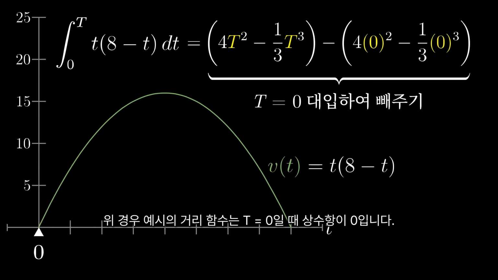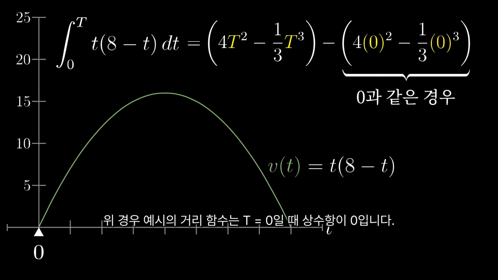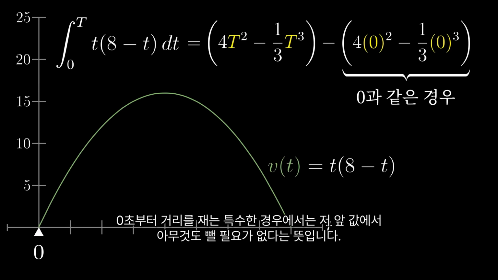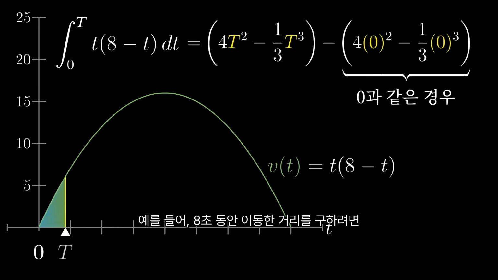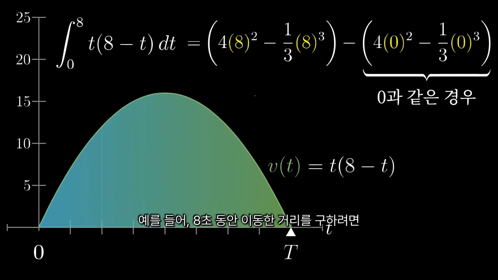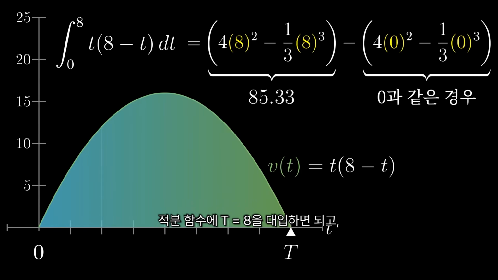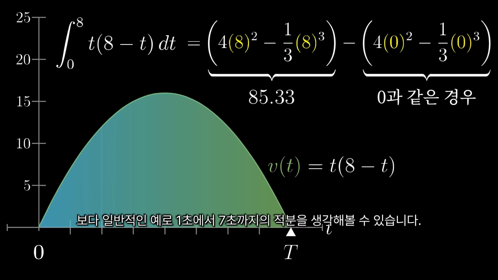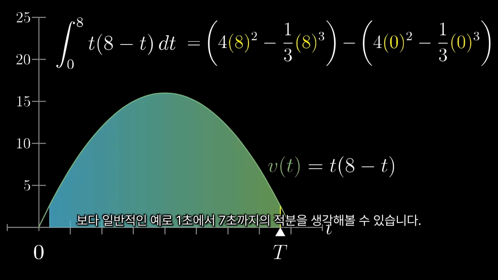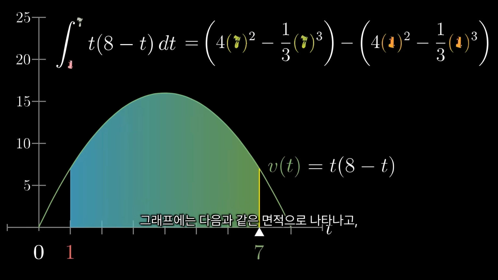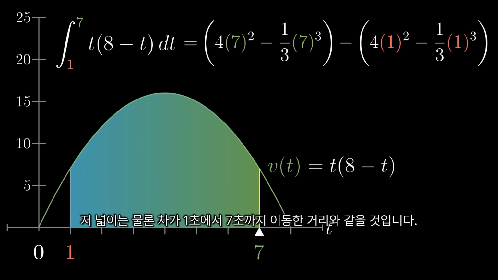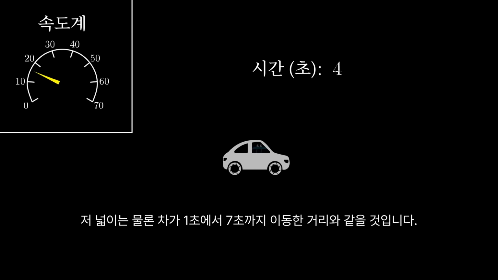As it so happens, when you evaluate the function we have right here at t equals 0, you get 0. So in this specific case, you actually don't need to subtract anything off. For example, the total distance traveled during the full 8 seconds is this expression evaluated at t equals 8, which is about 85.33, minus 0. So the answer as a whole is just 85.33. But a more typical example would be something like the integral between 1 and 7. That's the area pictured right here, and it represents the distance traveled between 1 second and 7 seconds.